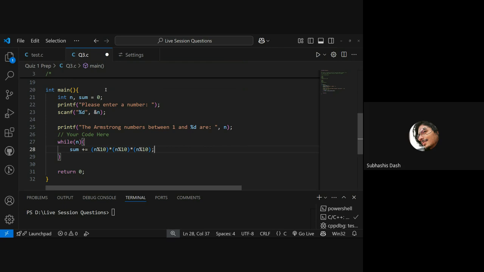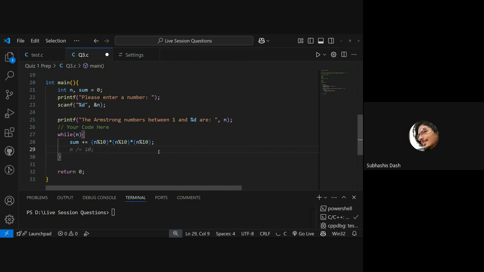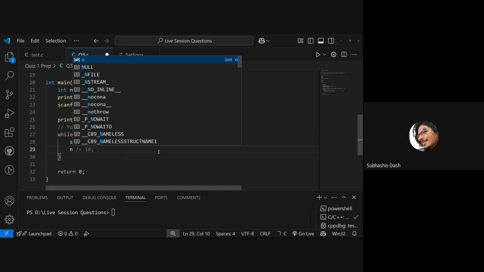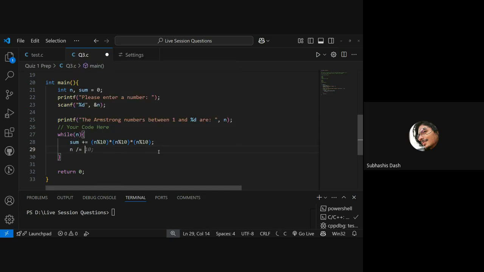Do you understand why we are doing that? Can you please explain how this simple line is working? So essentially we are taking the last digit and we are cubing it, or multiplying it 3 times. And after that, what do we have to do in order to get the next digit? Simply n should become the quotient value. That is correct. So we simply divide it by 10.